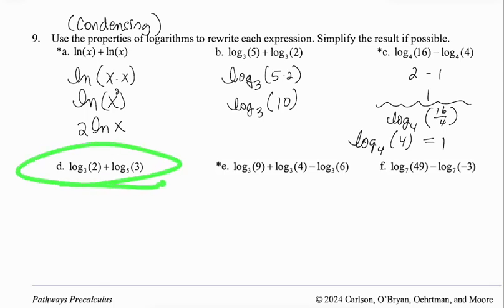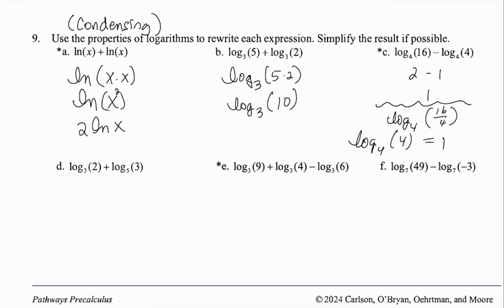D, there is no way further we can go with that problem because the bases are different. Since the bases are different, we can't do anything to combine them. We're stuck. That's your answer, okay? Now, these are all log base 3, so we can condense them.